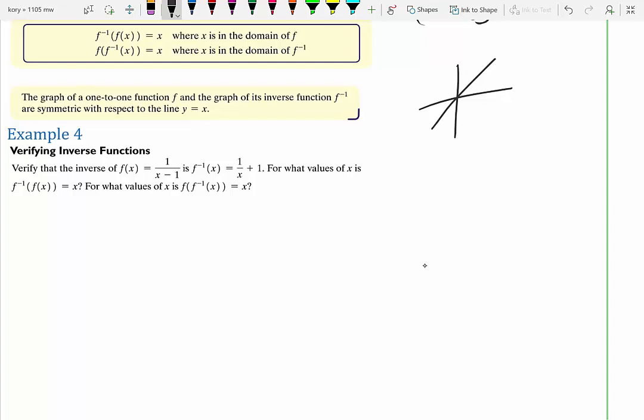So the first thing we're going to do is find the domain of each of these. What's the domain of f of x? What can't go here? 1. Yep. And then what's the domain of the inverse? What can't go there? What makes that 0? 0. That's a trick question. It's just 0. So always do that first, even if it asks or not, just write that domain. You'll see why later.